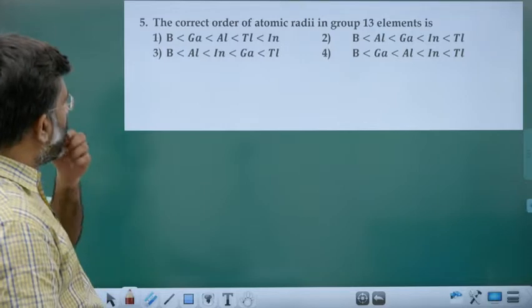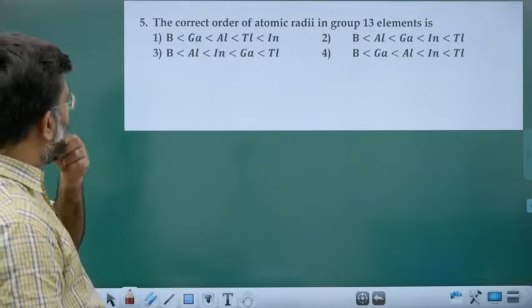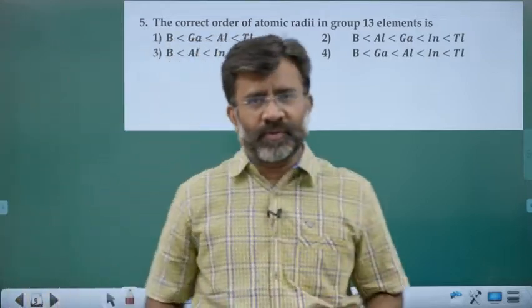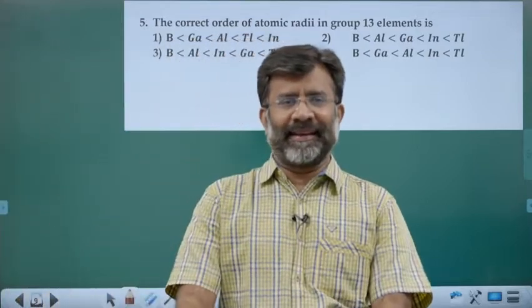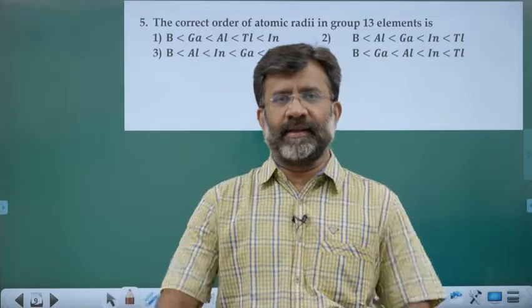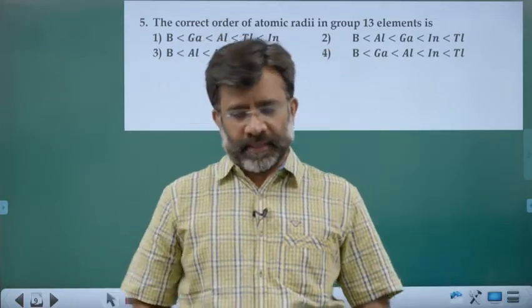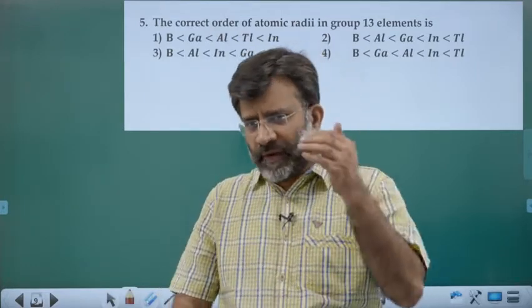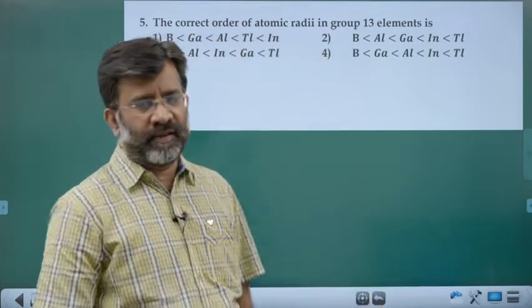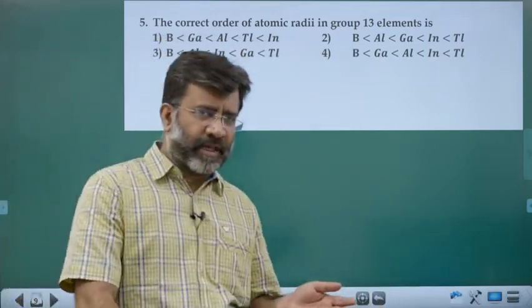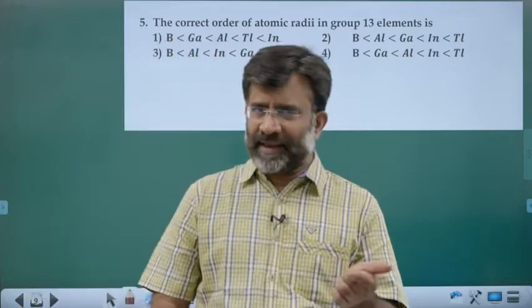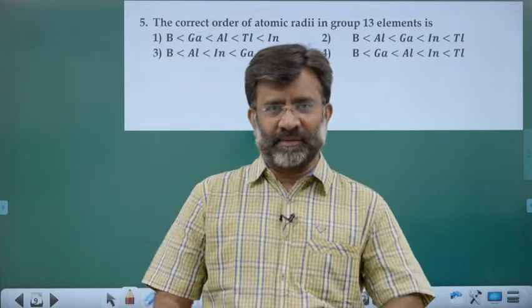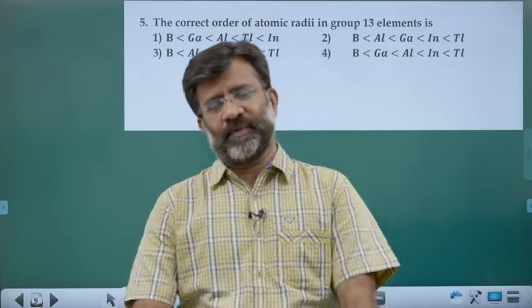Correct order of atomic radii in group 13 elements. Down the group, atomic radii increases. That's a trend. But when we look at group 13 elements, you can find some differences. Boron to aluminium, we find a trend. But aluminium to gallium, there is a difference. Gallium to indium, there is a trend. But indium to thallium, there is a difference. Why is there a difference?